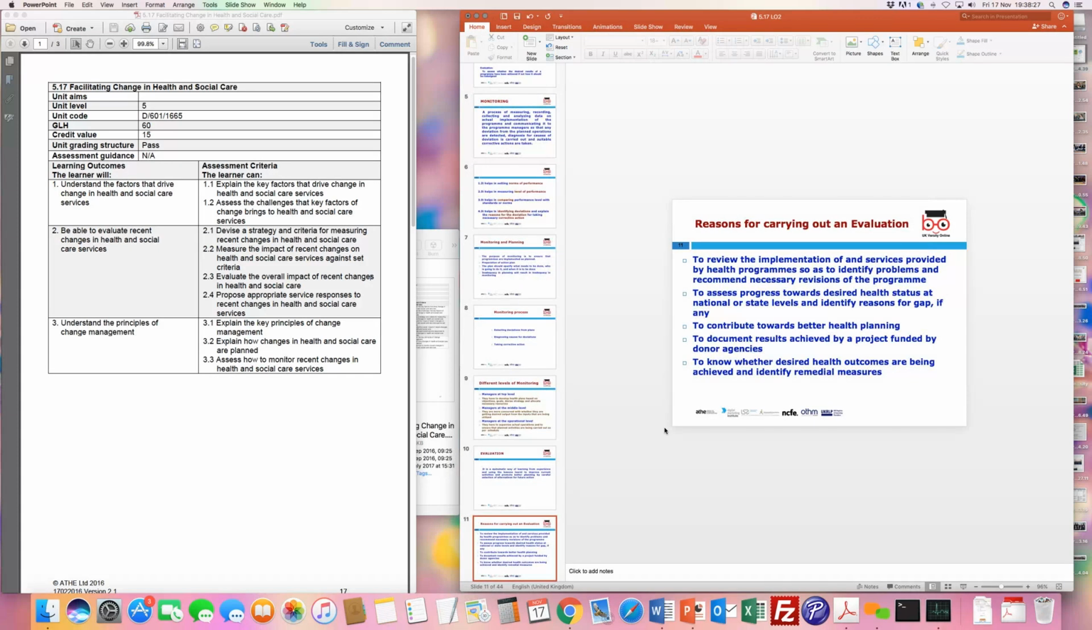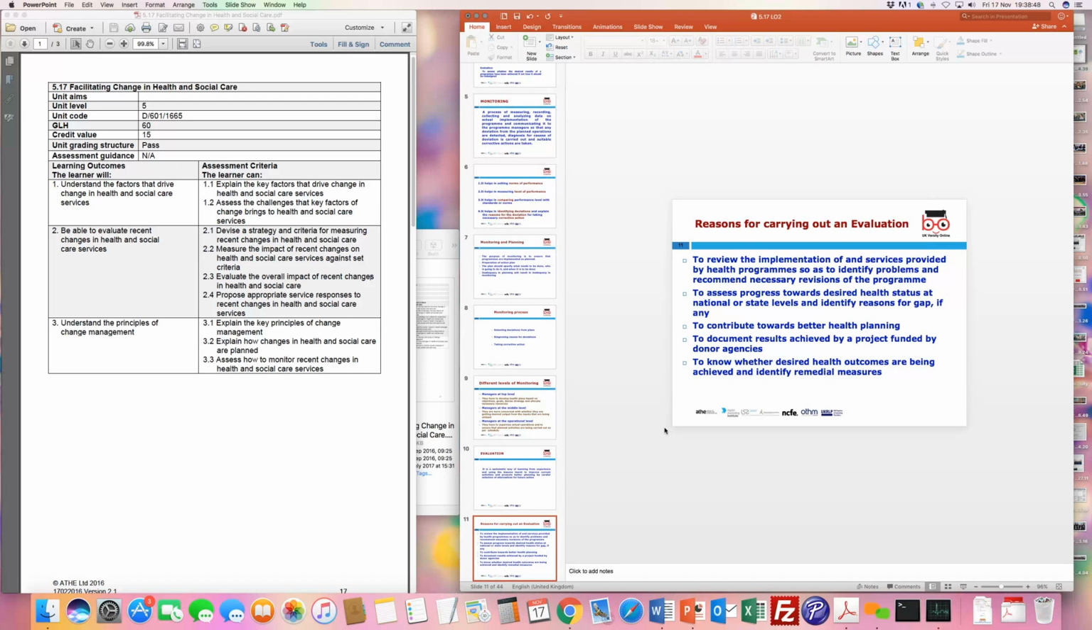Now, there are lots of reasons for looking at evaluation. One of the clear reasons is that, like we looked at monitoring, there were lots of reasons to look at monitoring. We wanted to measure performance, we wanted to look at a comparative when you look at performance, and also to measure deviations.